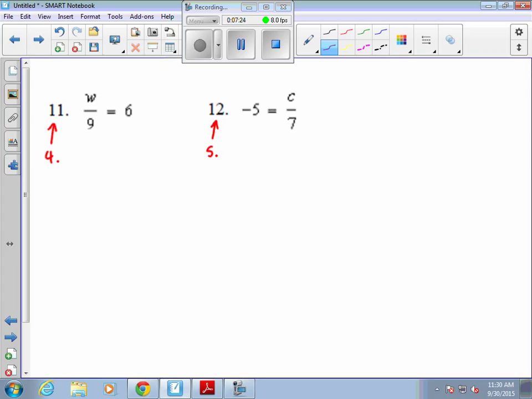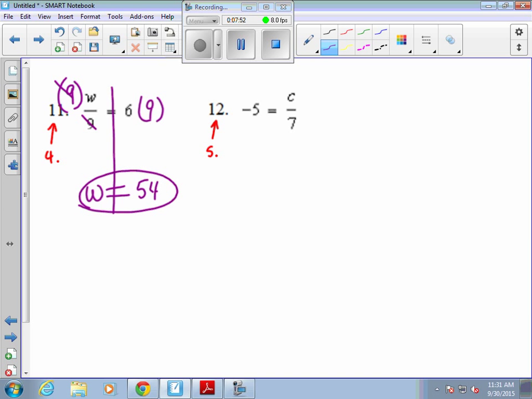Number 11, again, was number 4 that fourth period copied down. W over 9, or W divided by 9. Same thing's true. We want to get W by itself. It says divided by 9. You cancel out division of 9 by multiplying by 9. If you multiply the left, multiply the right by 9, and it'll cancel out. 6 times 9 is 54.